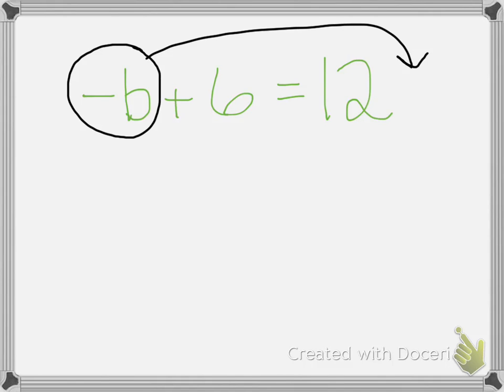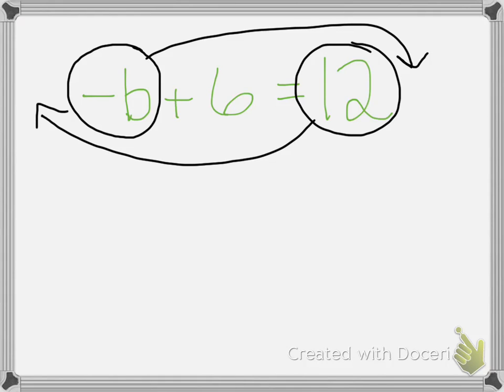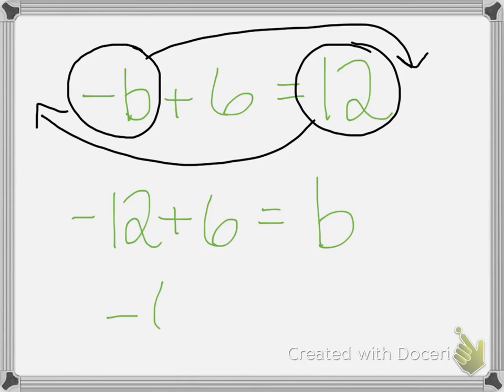Now, if I move it over to the other side, it's going to be a positive b, but it's also going to be on the same side as 12. So we got to take that 12 and move the 12 over. So now I have negative 12 plus 6 equals b. Negative 12 plus 6 is going to give you an answer of negative 6 equals b.